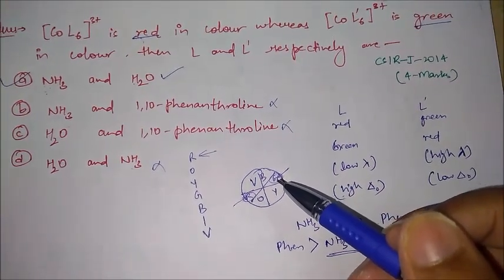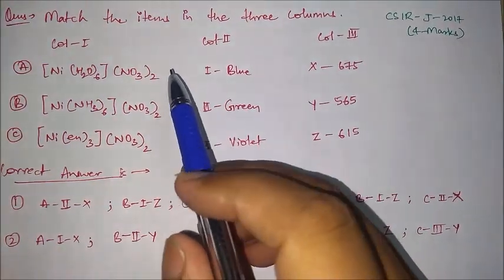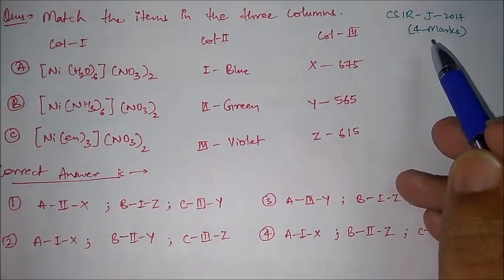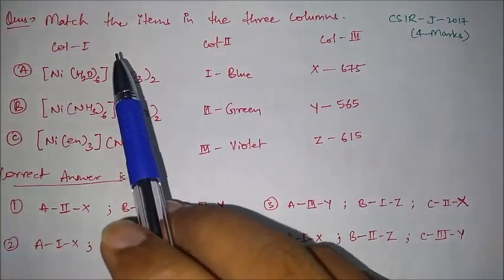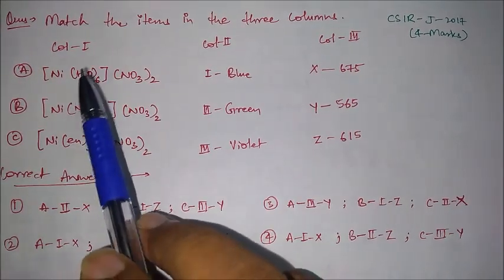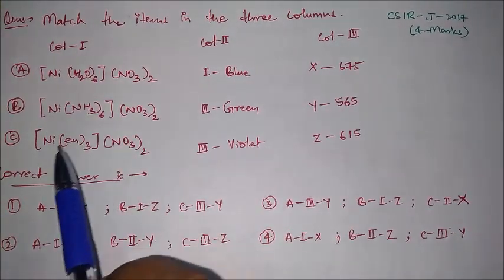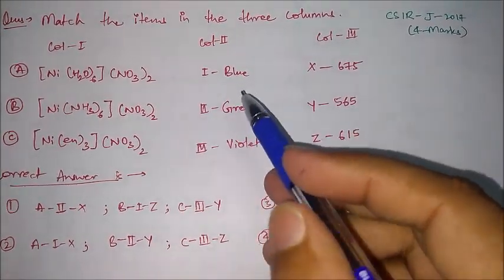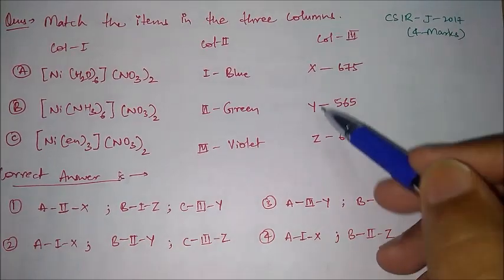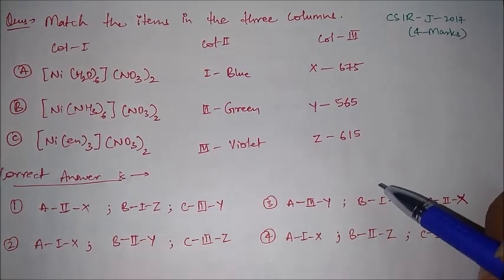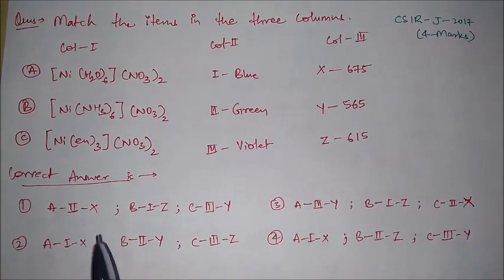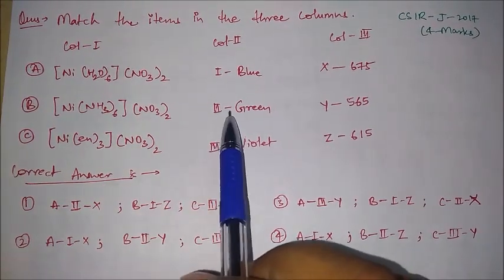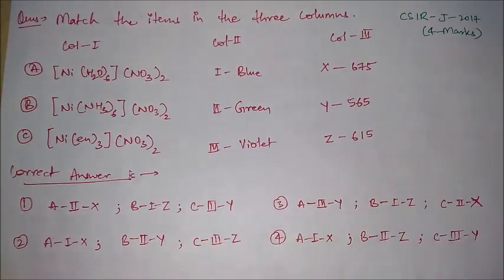Okay, let's take one more question. This question has been asked in CSIR June 2017 exam, and this question was for 4 marks. The question says: match the items in the 3 columns. In the first column you have the complexes with ligands, in the second column you have the color, and in the third column you have the wavelength. You have to tell which is the correct match. Options are given like A green and X means this wavelength.